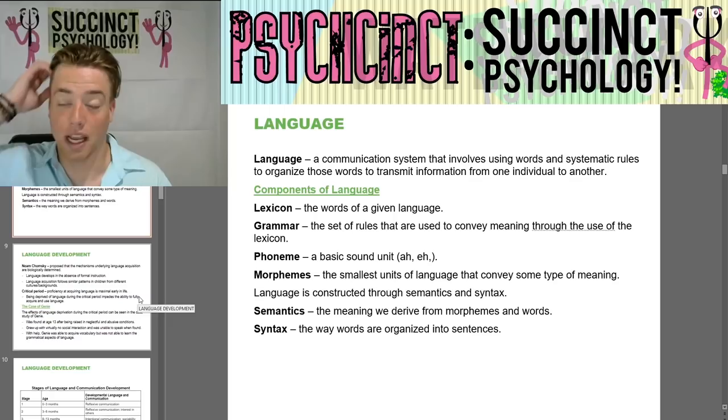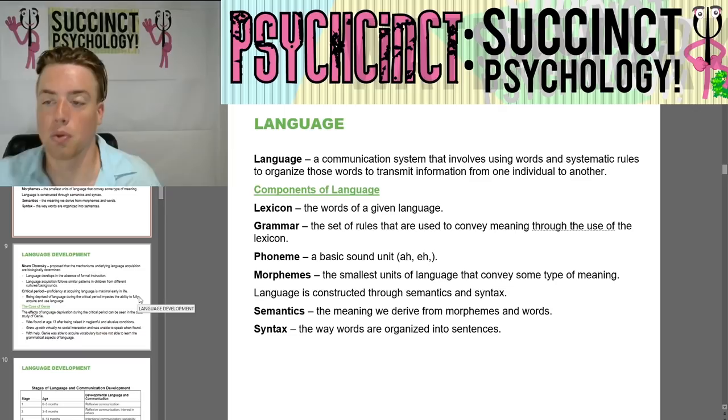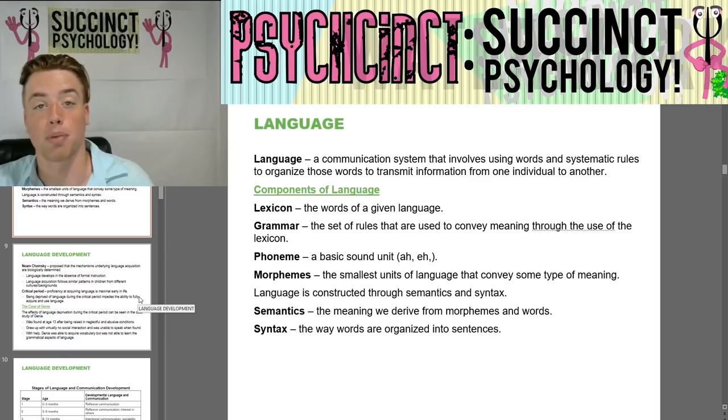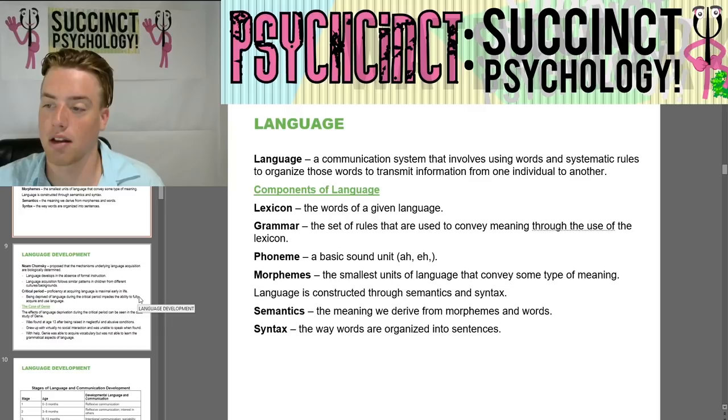So language. Language is a communication system that involves using words and systematic rules to organize those words to transmit information from one individual to another. So the components of language: you have a lexicon, the words of a given language, and grammar, which is a set of rules that are used to convey meaning through the use of the lexicon.